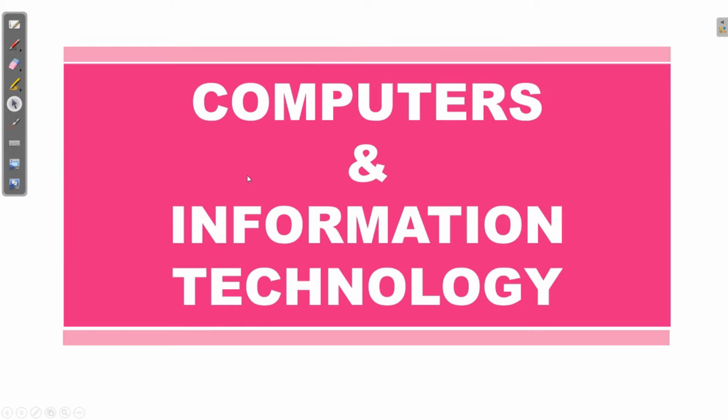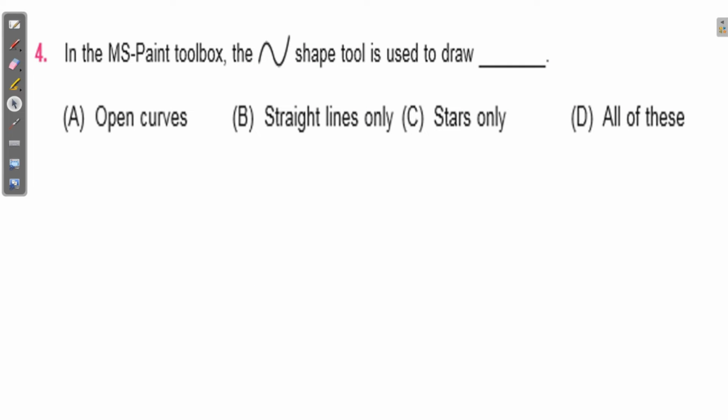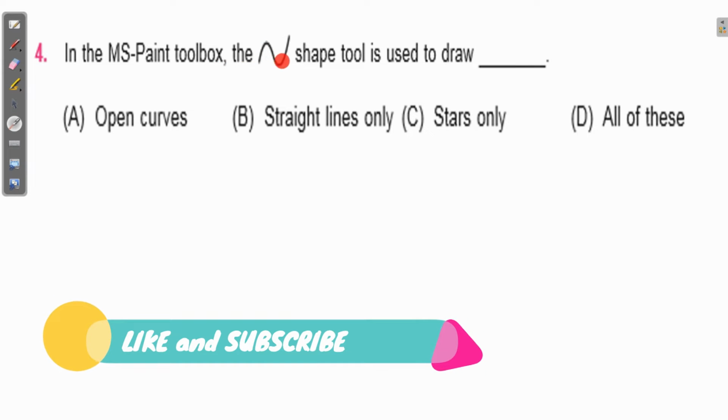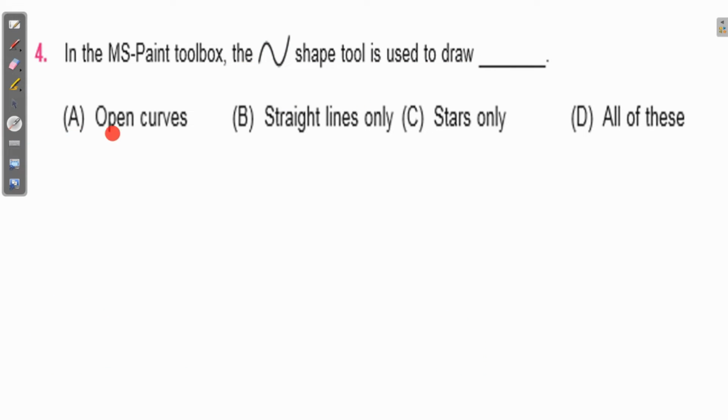Now let's go to our next section which is computers and information technology. Our first question here is, in the MS Paint toolbox, the curve shape tool is used to draw dash. A, is it open curves? B, is it straight lines only? C, is it stars only? Or D, all of these? I give you some time to select your answer.